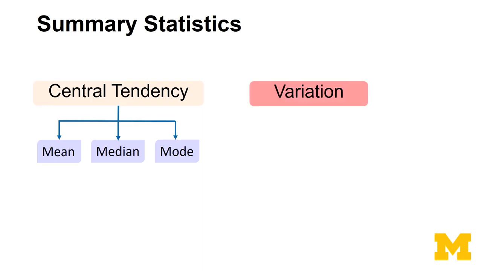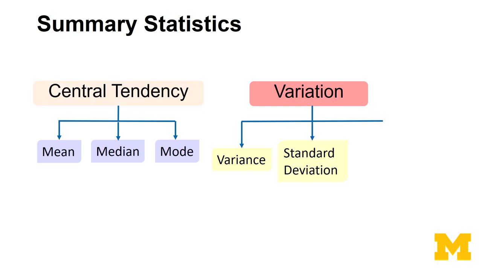For variation, there are three types of statistics that measure the variation of the data: variance, standard deviation, and coefficient of variation. Variance is the average square distance of each individual data point to the mean. It is hard to interpret, and we typically use standard deviation, which is the square root of the variance, and therefore measures the average distance of each individual data point to the mean.